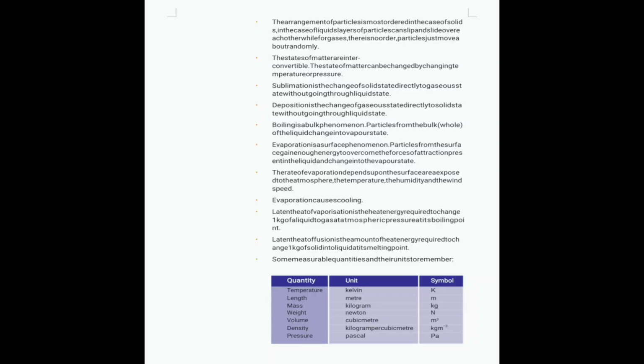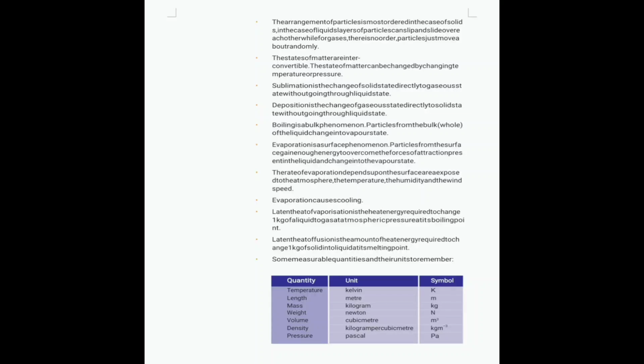Latent heat of fusion is the amount of heat energy required to change 1 kilogram of solid into liquid at its melting point. Some measurable quantities and their units to remember. The unit of temperature is Kelvin, has symbol K. The unit of length is meter, has symbol m. The unit of mass is kilogram, has symbol kg.